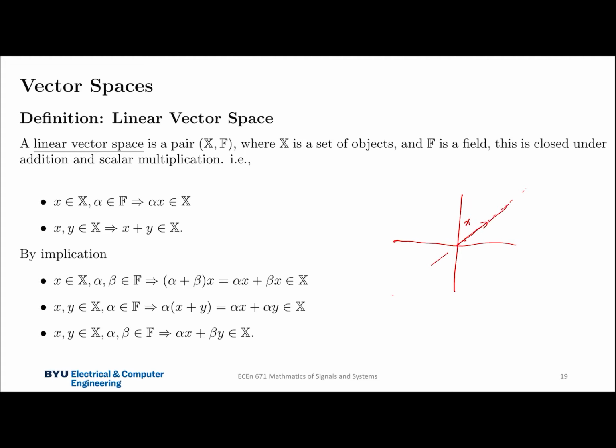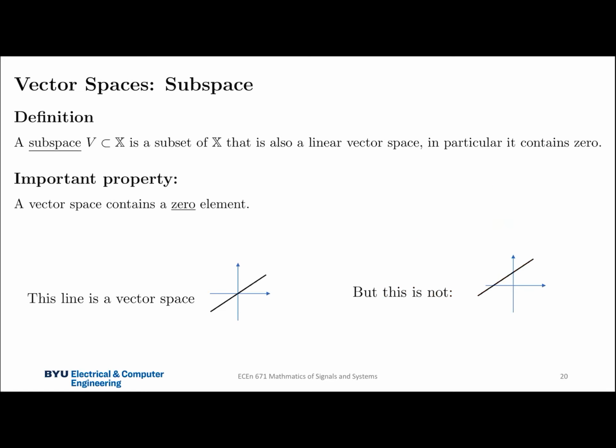So if x is in R2, then alpha x might be out here. Or if y is like that, then this would be x plus y. It's still going to be in R2. And so R2 turns out to be a vector space.